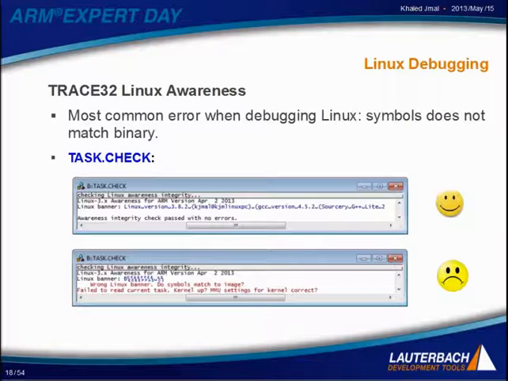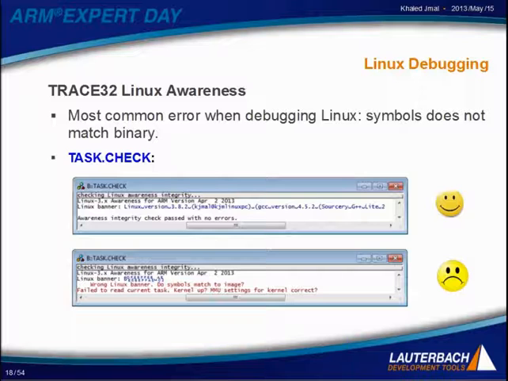But the first thing you should check is if you have the correct symbols. It is very common that customers have problems debugging their Linux system because they are using the wrong vmlinux file. Normally, for example, you have a new image file on your target, and you have a vmlinux file, and it is often the case that the vmlinux file does not really match the binary that is executing on the target. To check this, you can use the task.check command.